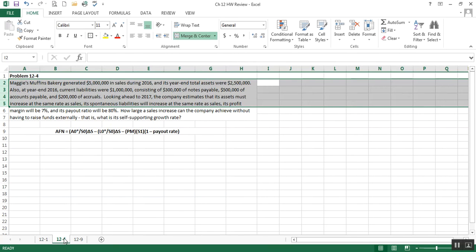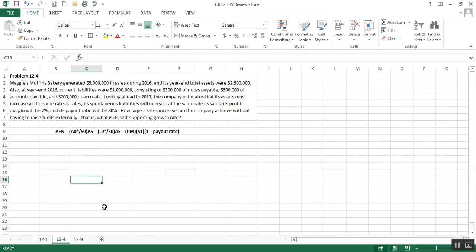Okay, let's look at problem 12-4. Here we have another company with some assumptions. They generated 5 million in sales during the year, and its year-end total assets were 2.5 million. Also at the end of the year, their current liabilities were 1 million, consisting of 300 in notes payable, 500 in accounts payable, and 200 in accruals.